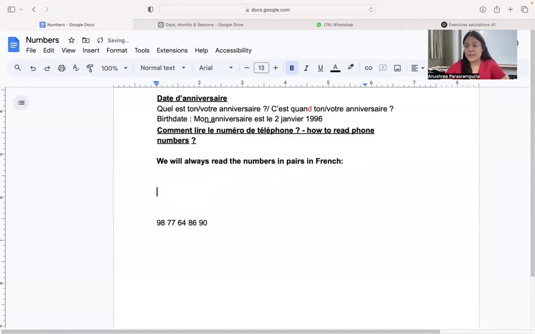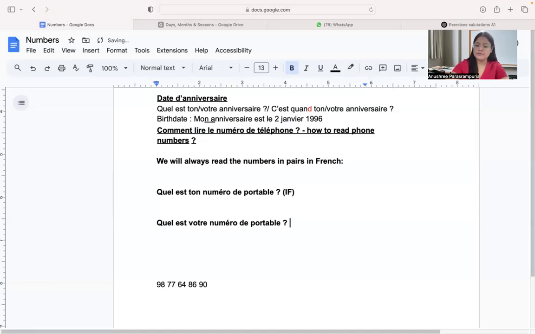Okay, the question that somebody can ask you, or you can ask, to get a phone number is, quel est ton numéro de portable? Portable means nothing but mobile. It's like your actual smartphone, which is called portable. Note that it is ton here, which is informal. I'm going to write IF in the bracket for your better understanding. But in case I want it to be formal, it is going to be quel est votre numéro de portable? And that is going to be formal.